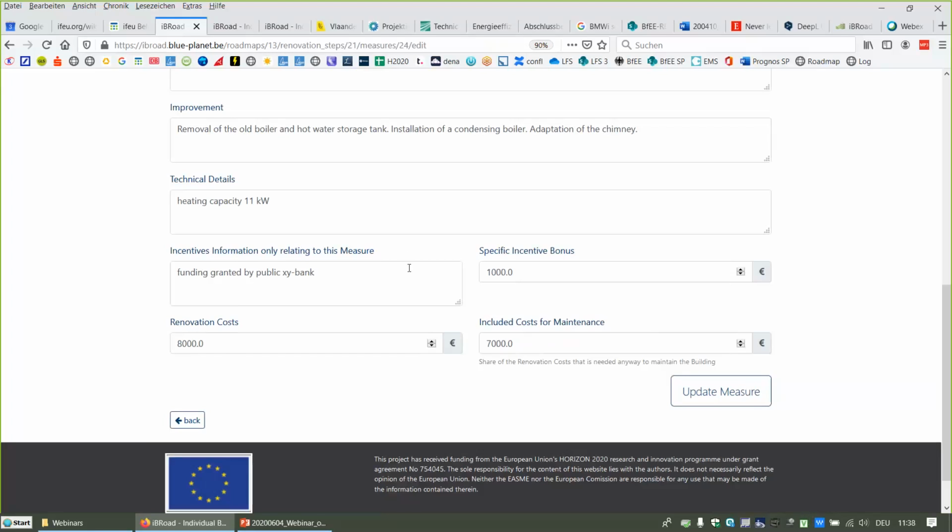And in this example, you get a specific incentive, which is maybe by accident exactly these 1,000 euros that you might need. I hope this answers the question.